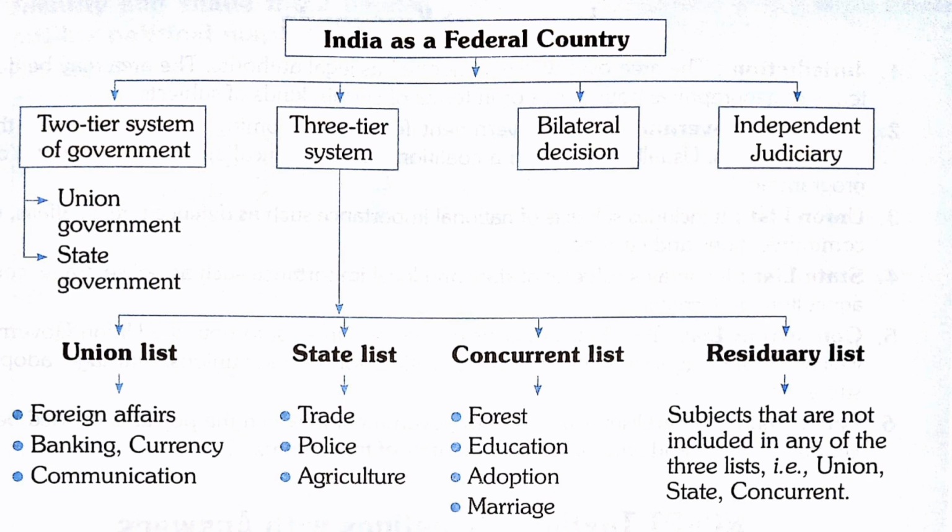But what about subjects that do not fall in any of these three lists? For these subjects, one more list is made, which is known as the residuary list. Under this list are subjects like computer software, which came up after the constitution was made. According to our constitution, the union government has the power to legislate on these residuary subjects.